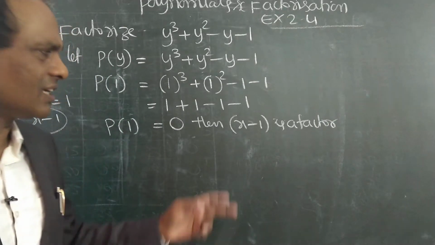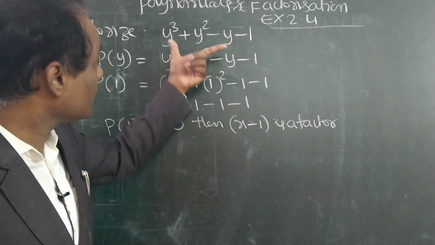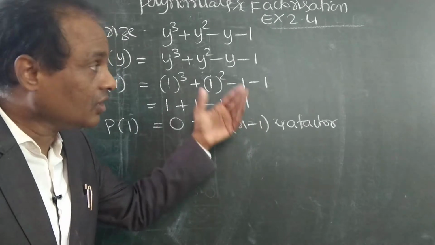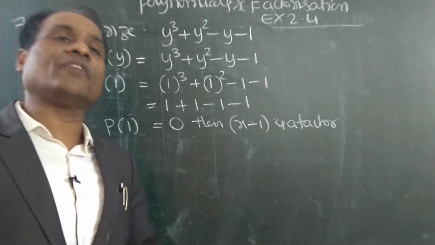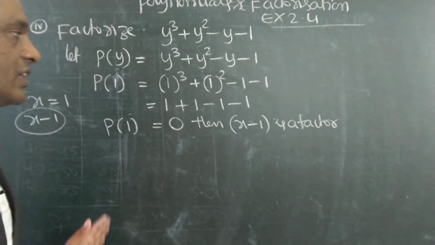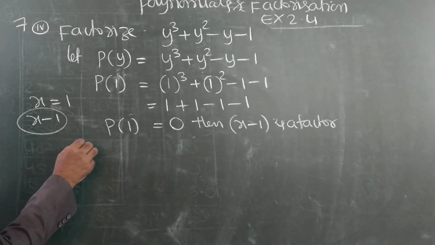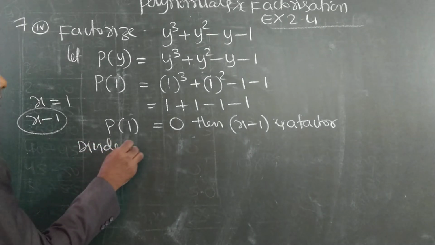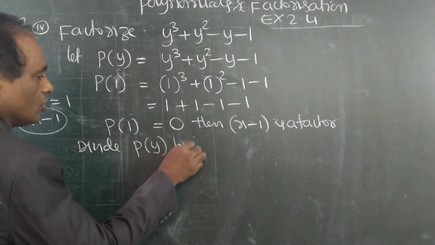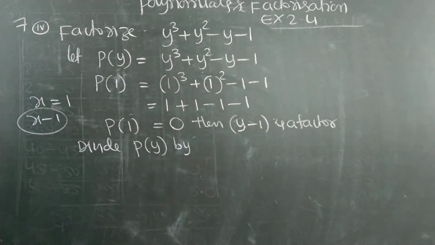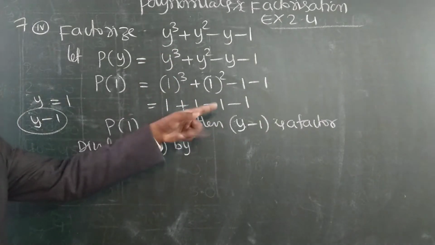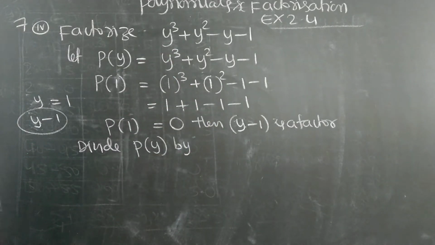But we don't do it like that. After getting one factor, divide this by that one factor, and we will get the quotient. If we take that quotient and factorize, we will get two more factors. That method we applied yesterday. Now also the same. Now divide P of y by one factor, not x, this is y. The problem is in terms of y. Generally, all problems were in terms of x, but this one is special, in terms of y. So instead of x, we write y, everything is the same.